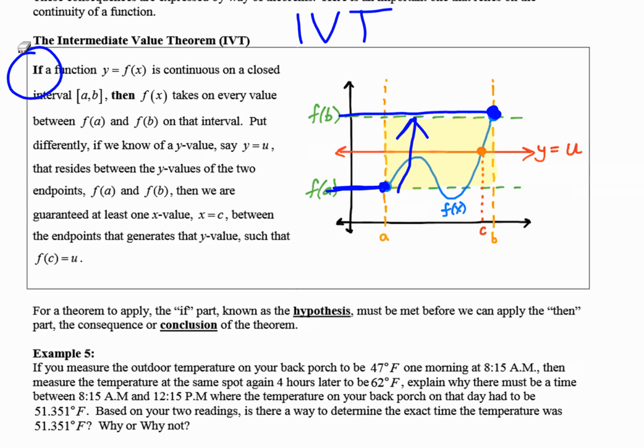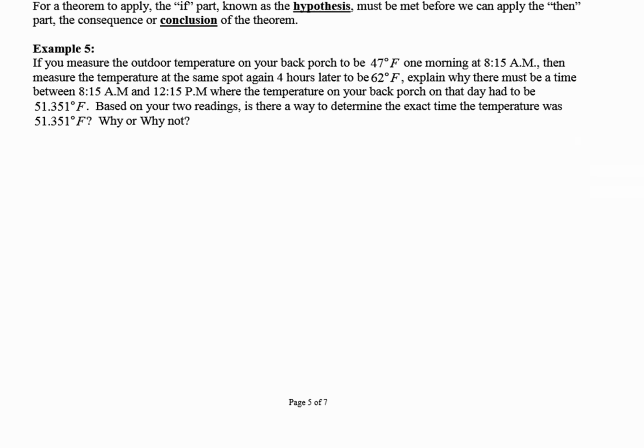And we have a hypothesis, the if, and a conclusion. So the important connection here is we have to show that a function is continuous on a closed interval. And we'll learn the rest of this. All right, so go ahead and read through this problem here. You can pause the video if you need to. Right? So based on the 2 readings, is there a way to determine the exact time the temperature was? Right, so we don't know about that yet, but explain why. There must be a time between those 2.